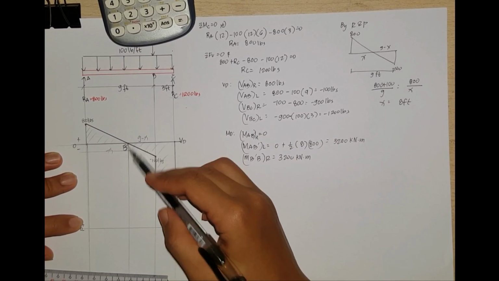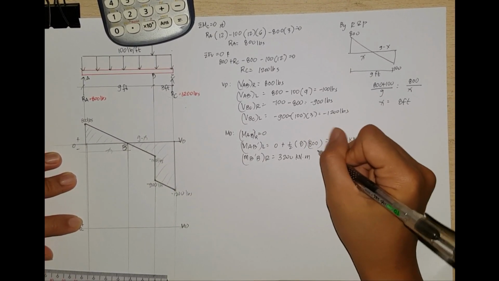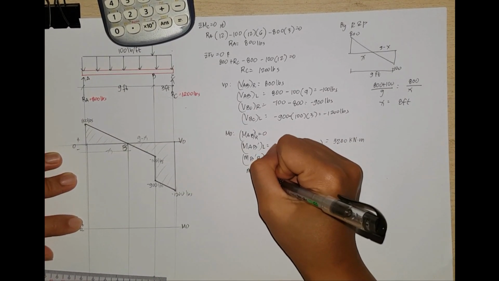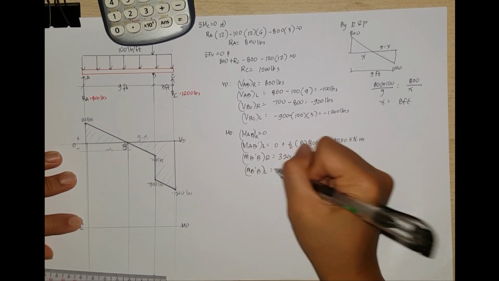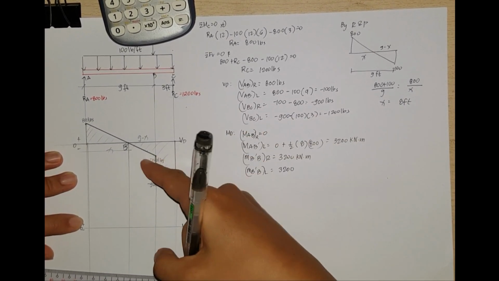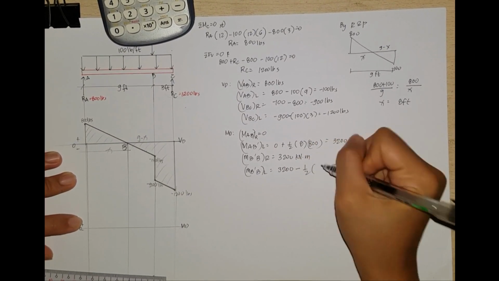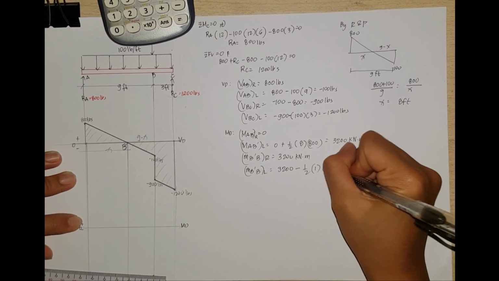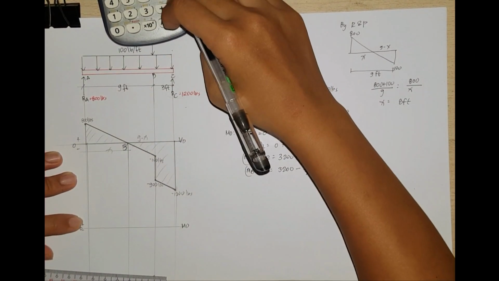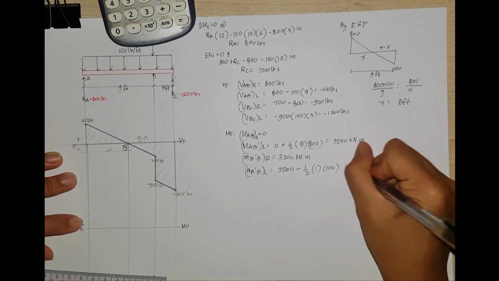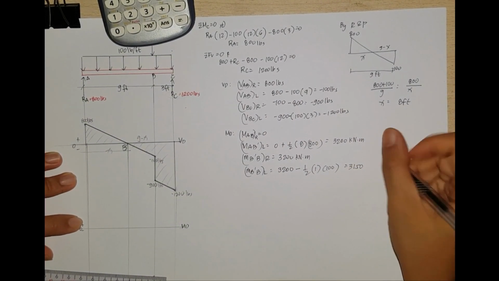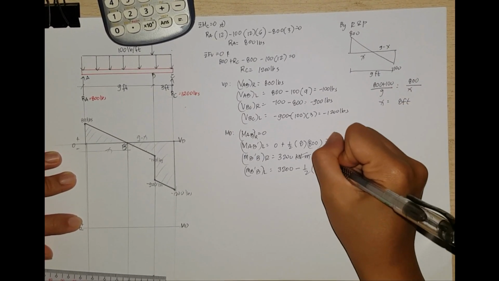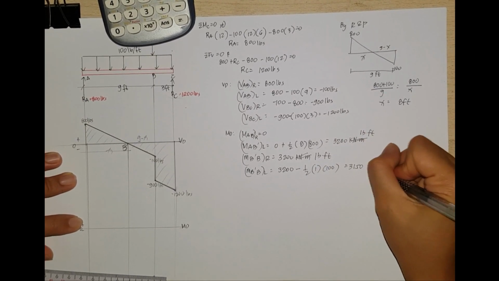Is there any moment at this point? So wala tayong moment, so magre-retain yan. And then as we proceed to the left portion, is there any area in the shear diagram? Yes, we have, which is equal to negative 1 half of this area, 9 minus 8, so 1, multiplied by 100. So it is equal to minus 50. So we have 3,150. Oh, sorry, this must be in pound foot. The English is temporary.